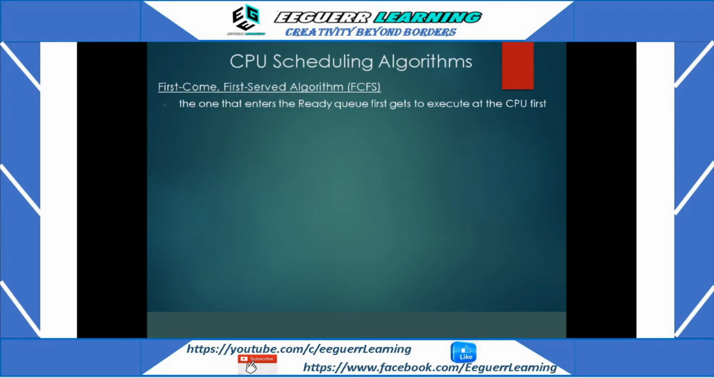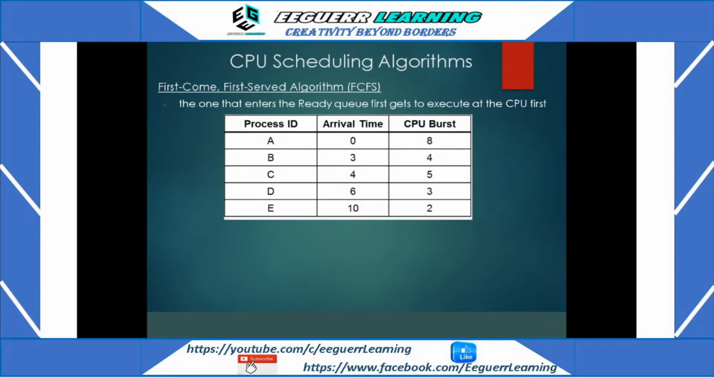Let us have the first come first served algorithm, or the FCFS. Here, the rule is the one that enters the ready queue first gets to execute at the CPU first. So let us have our FCFS table. We have here process ID A, B, C, D, and E.